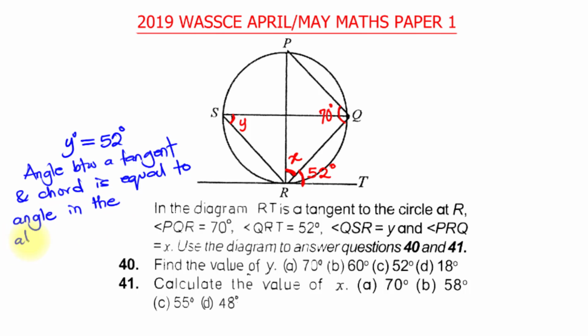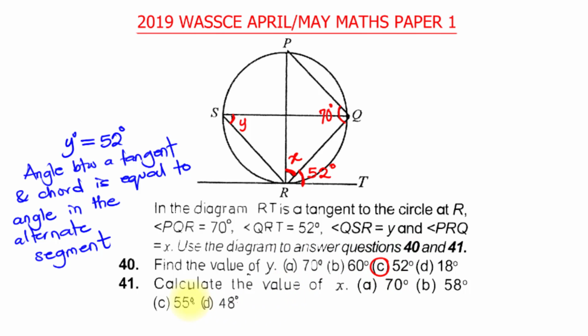This is one of the theorems that just understanding it is what is going to help you to be able to solve this particular question. So there is no calculation, you just know that angle QRT, QR is a chord, RT is a tangent. The angle between them, 52 degrees, is also equal to the angle in the alternate segment. You can see, looking at the options, you can pick for question number 40 here. 52 is the correct answer.